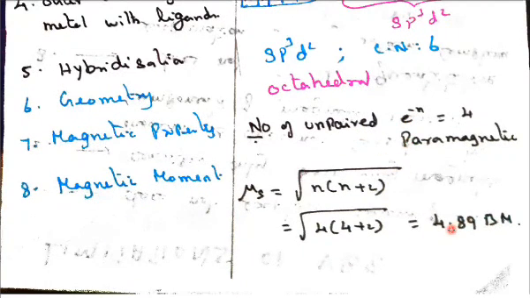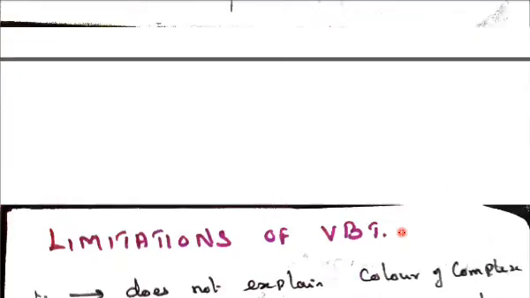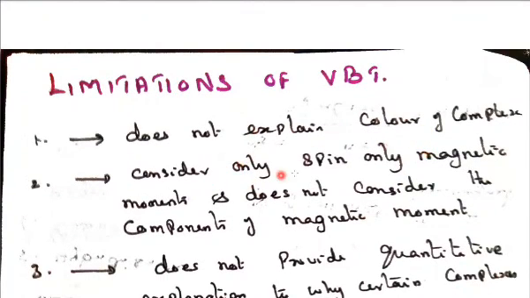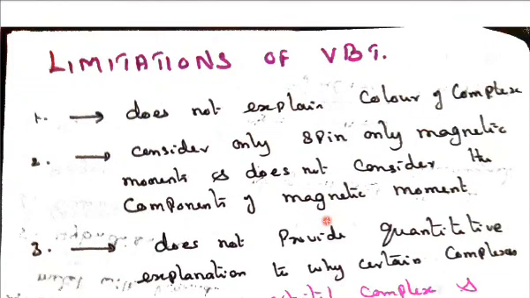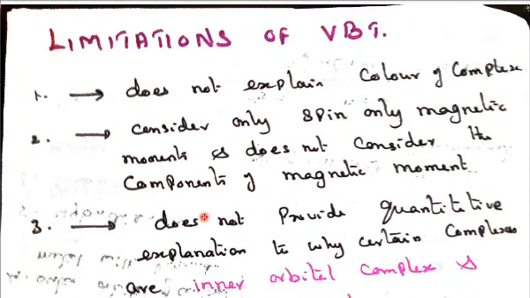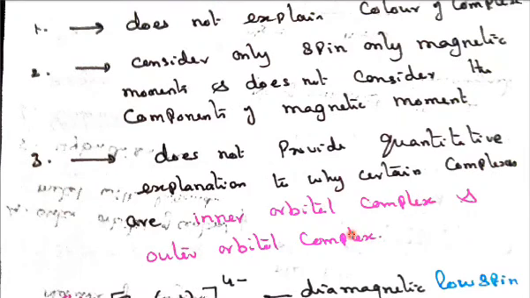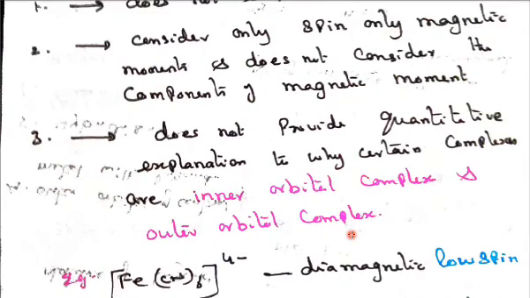It is a 1 mark question. They will give only these values. They will ask you how many unpaired electrons are there. And limitations of valence bond theory: it does not explain the color of the complex and considers only the spin-only magnetic moment. It does not consider the magnetic moment of the components. And it gives no quantitative explanation of why the inner orbital and outer orbital complexes behave like that, not giving any proper explanation.